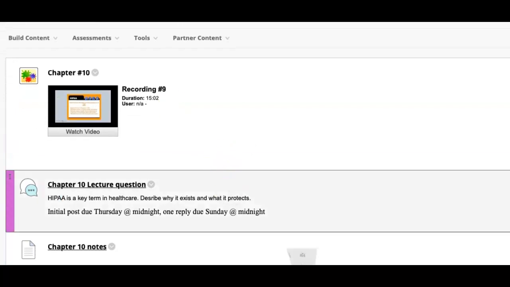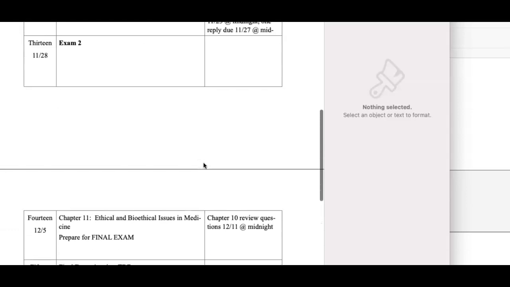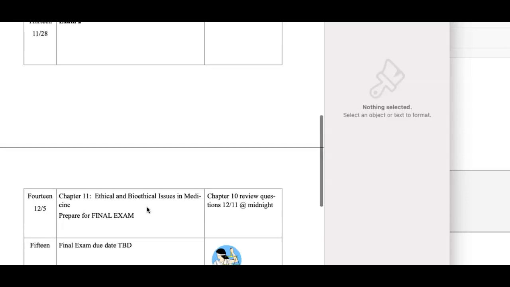Next week, I want to remind you that we do have Exam 2. So we're coming up on the end of the semester, so make sure Exam 2 is ready to go. 12/8 is the last day of the exam, so really week 14, I'm sorry, is prepare for the final exam. So we won't have a ton of time in between Exam 2 and the final exam, but I'll make sure that you have enough to prepare.